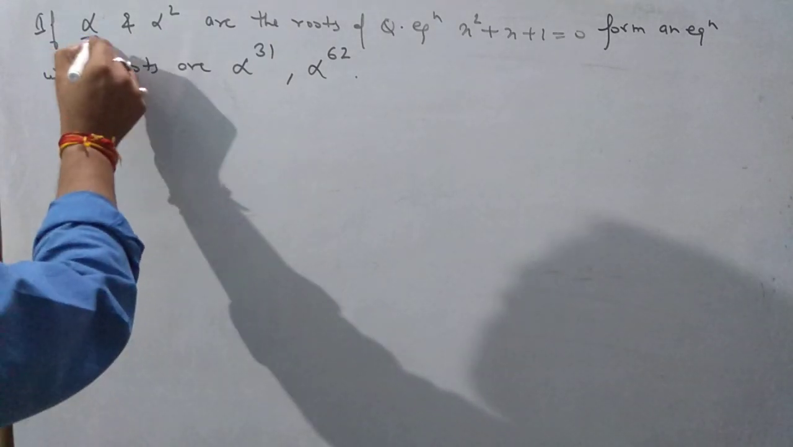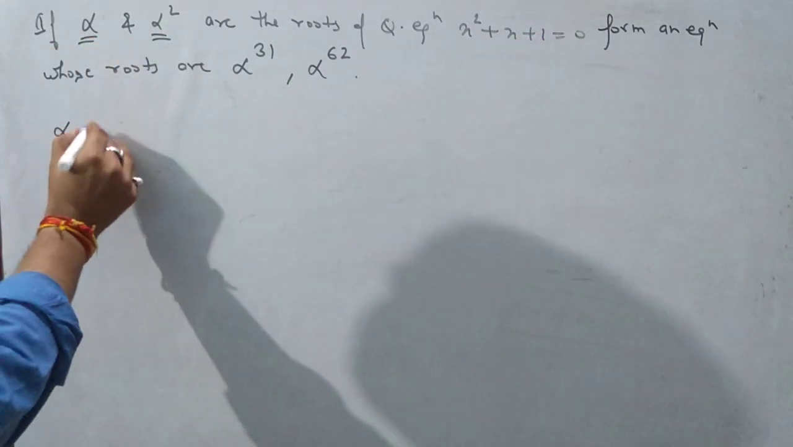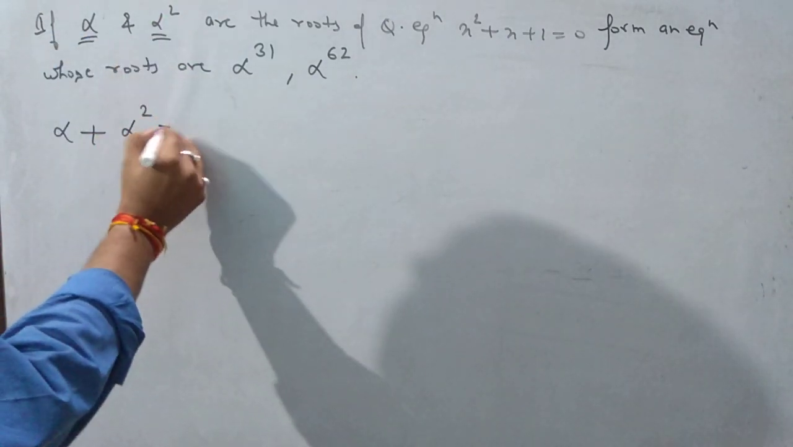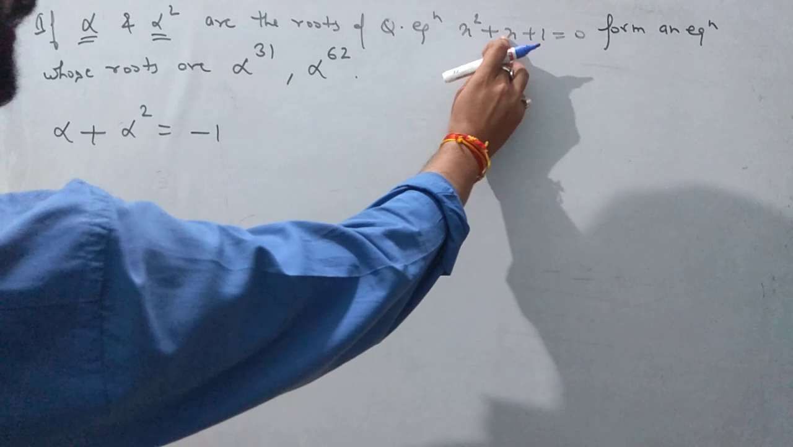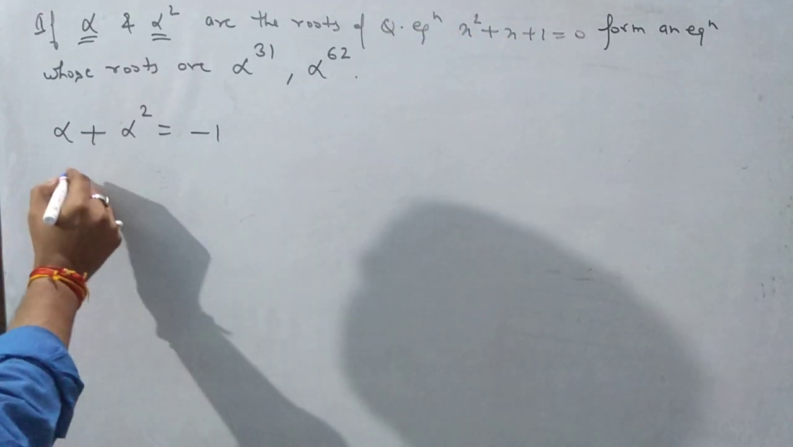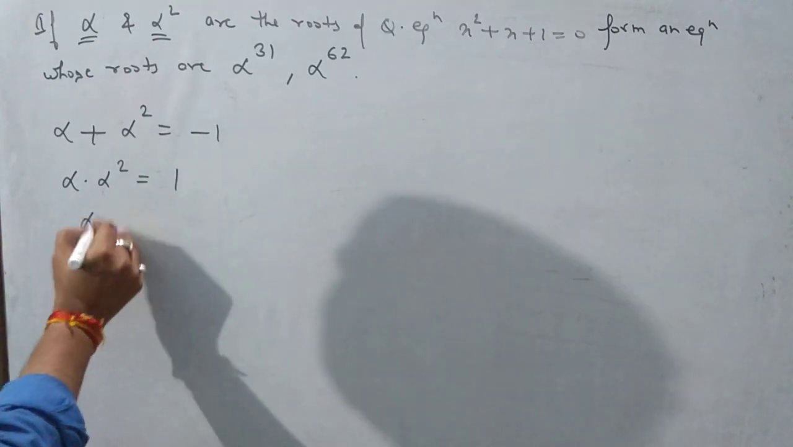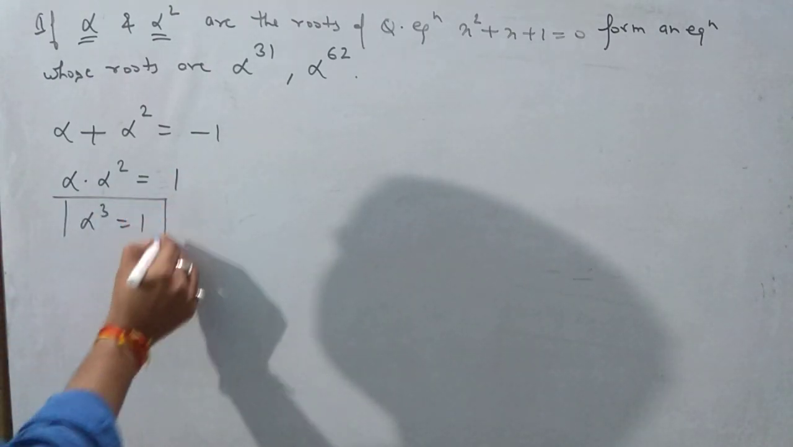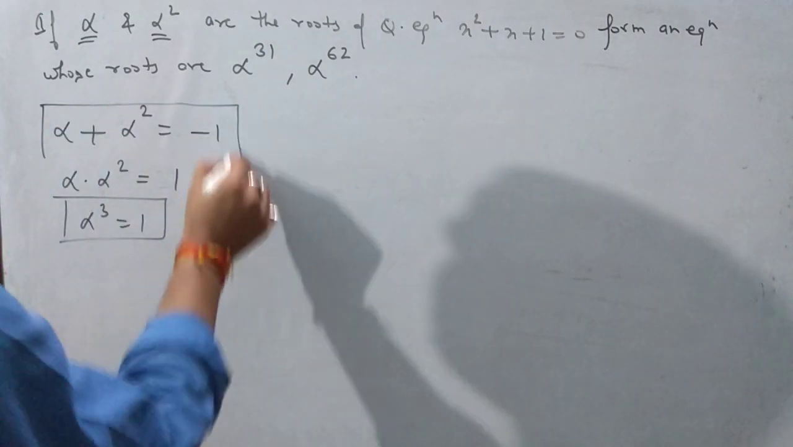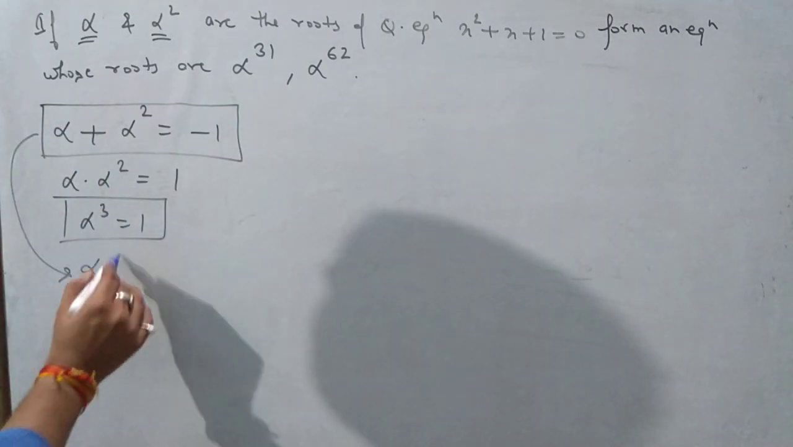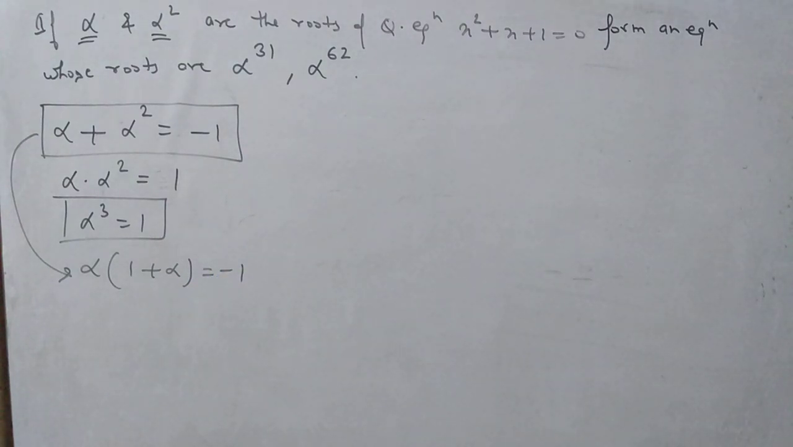So first of all, this and this are the roots of this equation. First we find the sum: alpha plus alpha square is equal to minus b by a, here b is 1, a is 1, so it is minus 1. Alpha into alpha square is c by a, which gives 1. So alpha cube is 1. This is the value of alpha cube. And here it is alpha and alpha square; when we take alpha common, it is 1 plus alpha, which is minus 1.